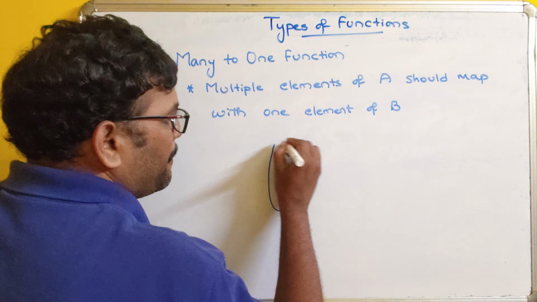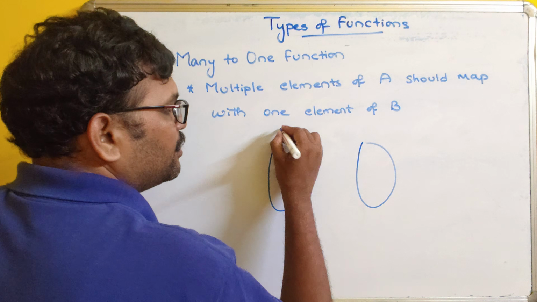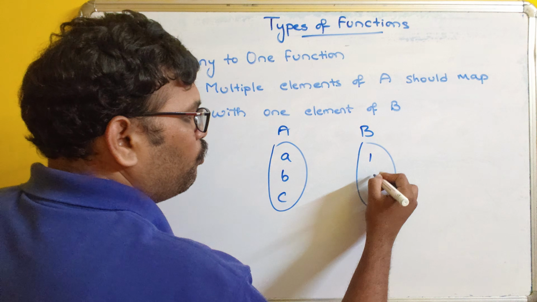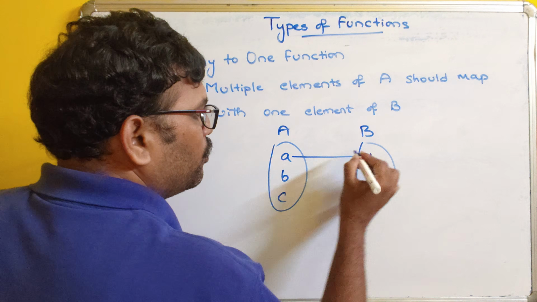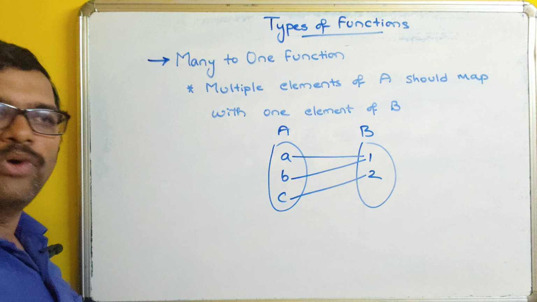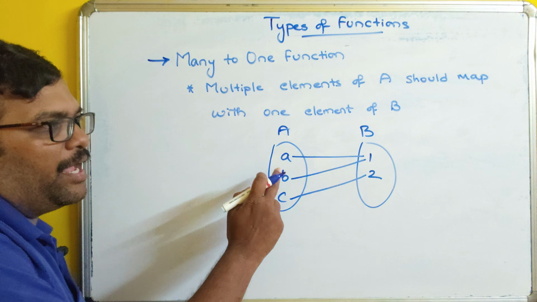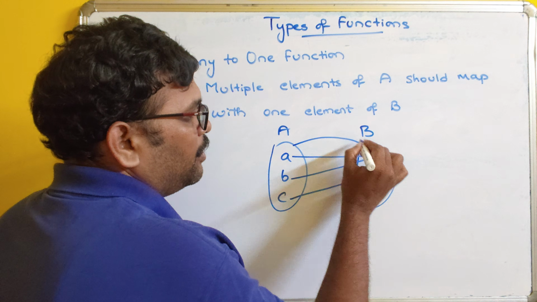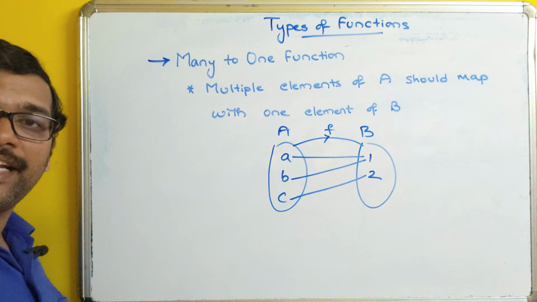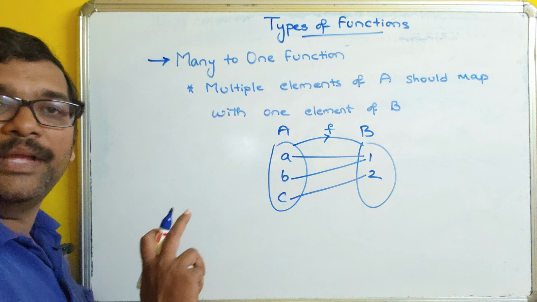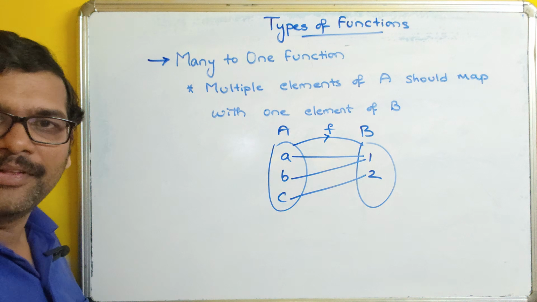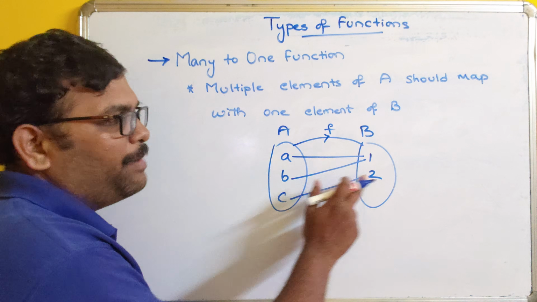Example, you can take two sets A, B, C and 1, 2. Then you can go with this, which is a many to one because multiple elements of A. Okay, so this is a function. This is a function F. So multiple elements of set A, meaning A and B, are mapping towards a single element 1 and C is mapped with 2.